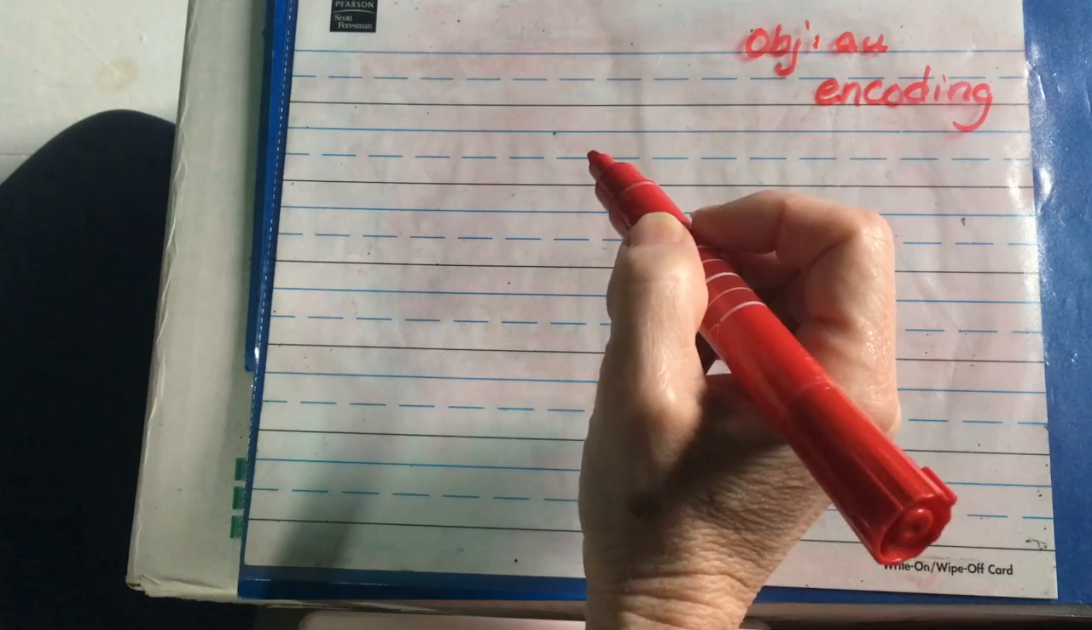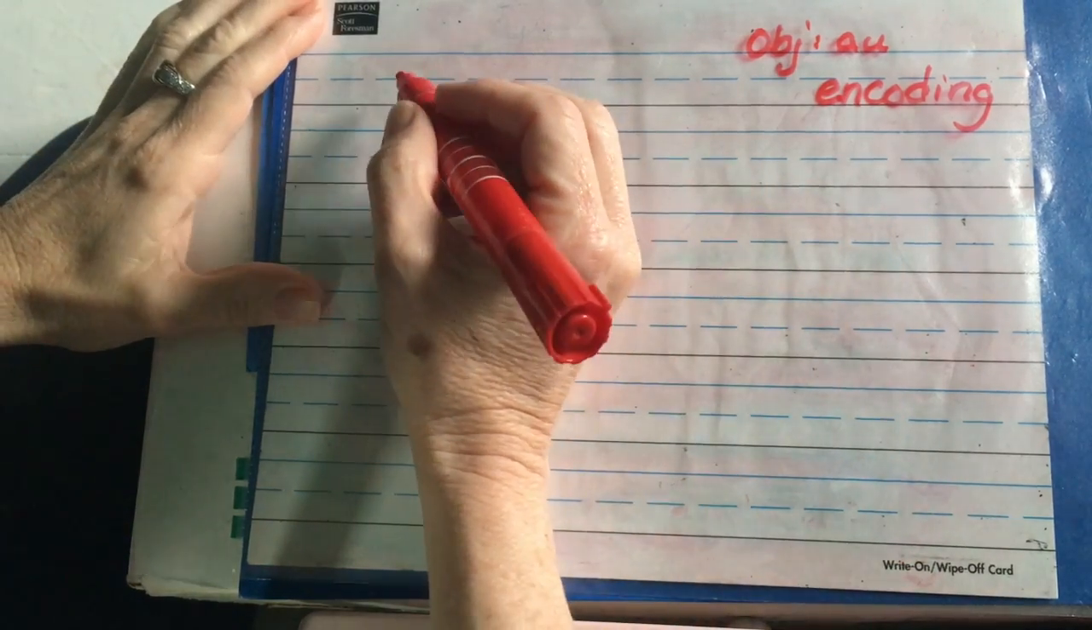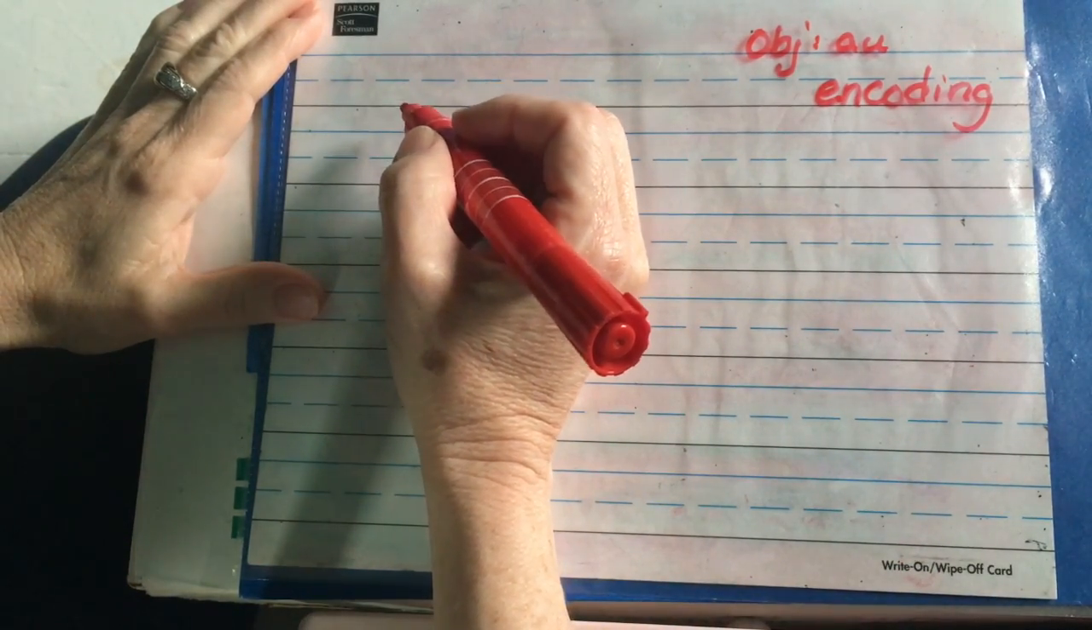Hello, boys and girls. Today we're going to be encoding, which means writing. The vowel pattern AU is aw. And let me show you how I go ahead and write some words with aw. The first word I want to write is audit.